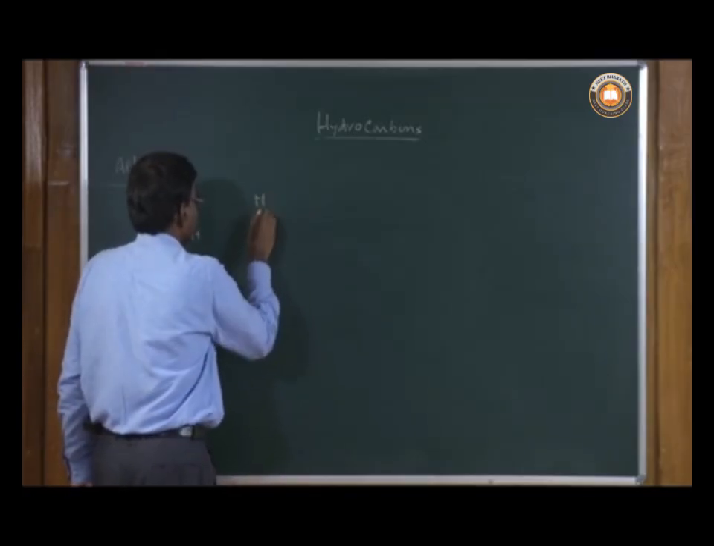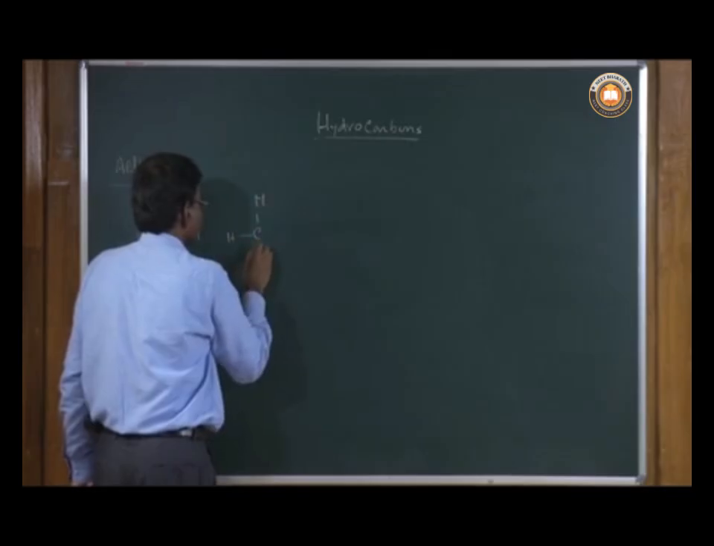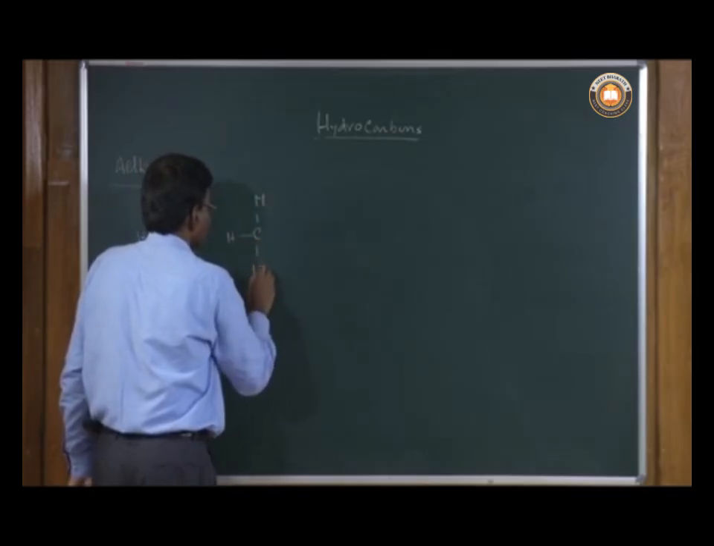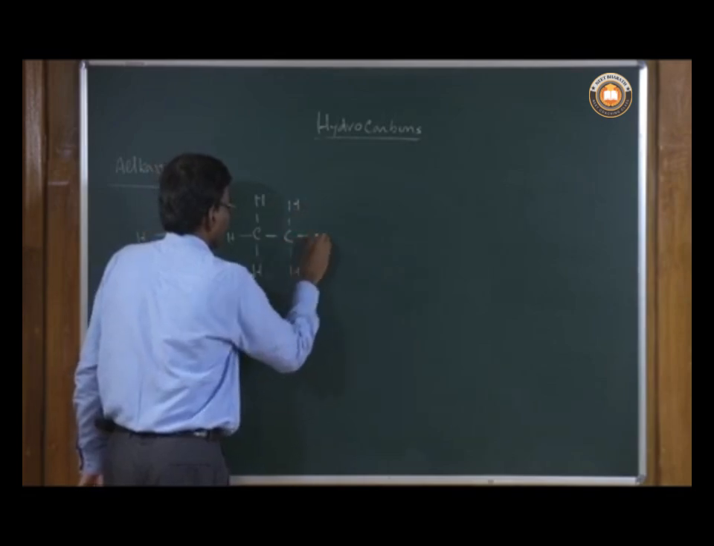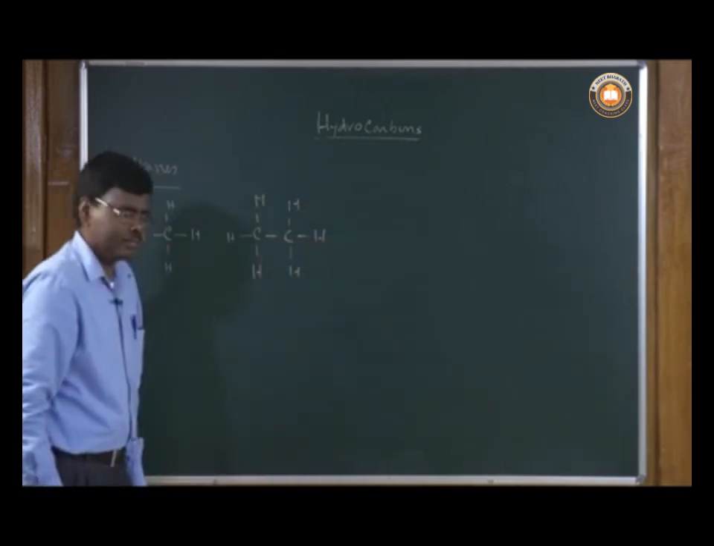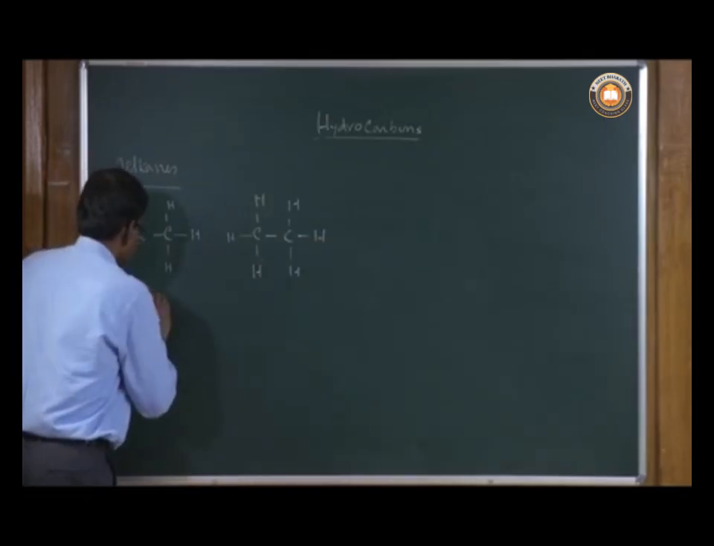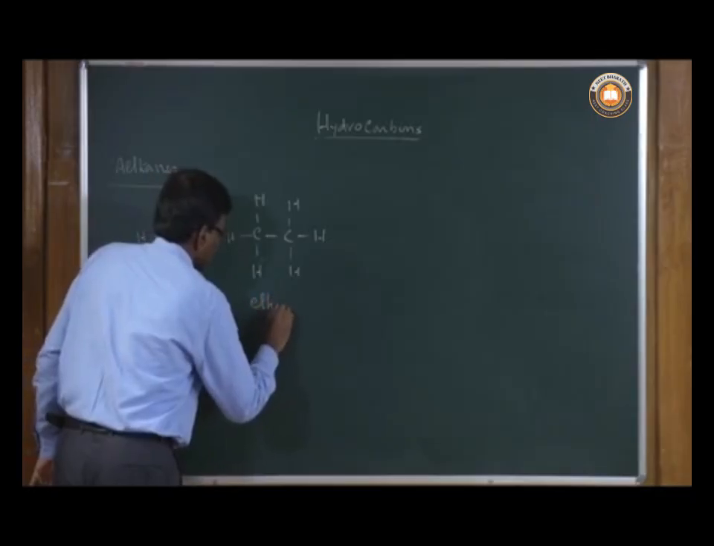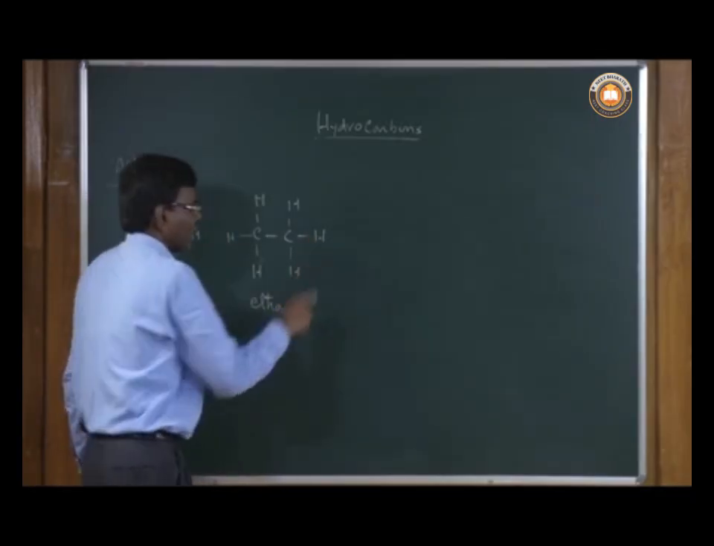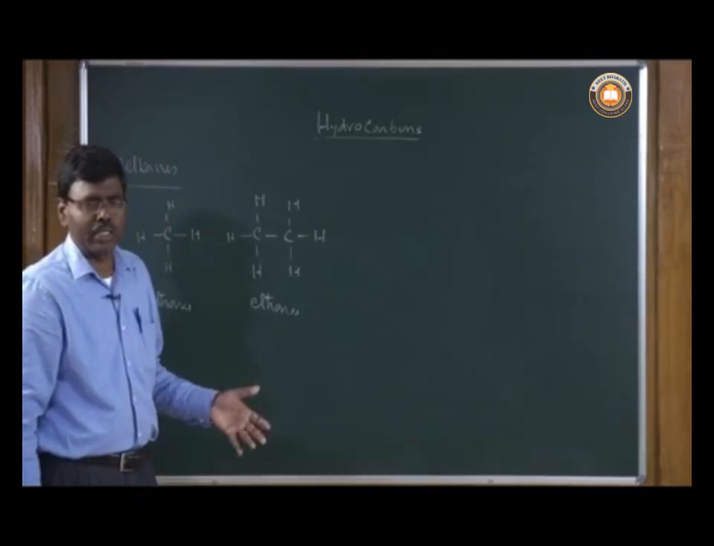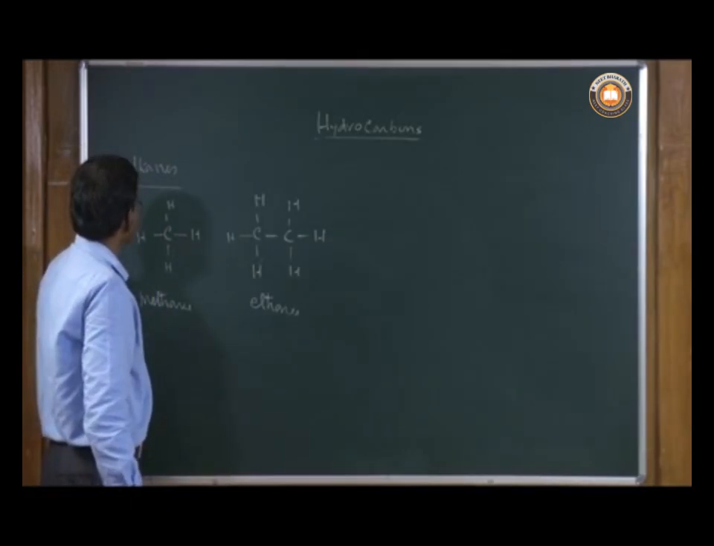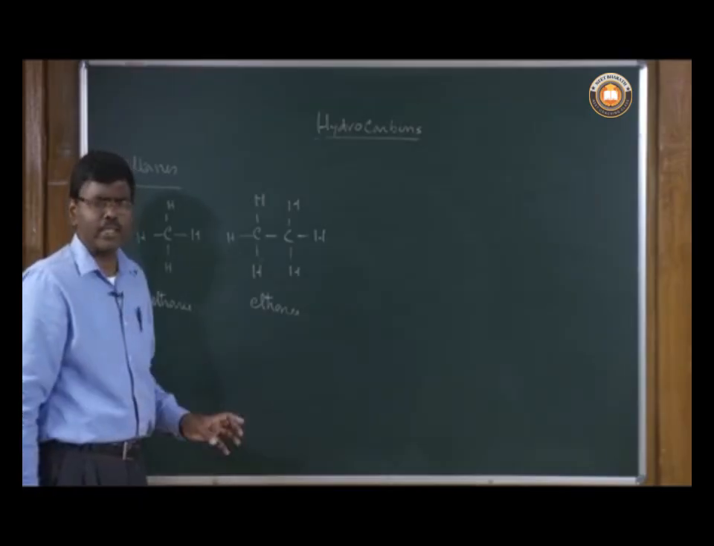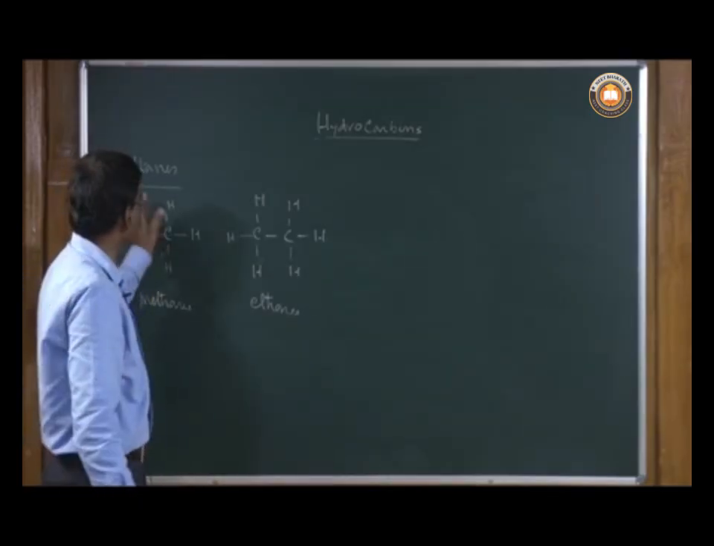If you replace one of the hydrogens with a methyl group, then we get the next series, ethane. This is called methane, this is ethane. You can go on, replace the hydrogen, and you will get propane, butane, or the corresponding alkanes. First, let us look at the structure and bonding of alkanes.